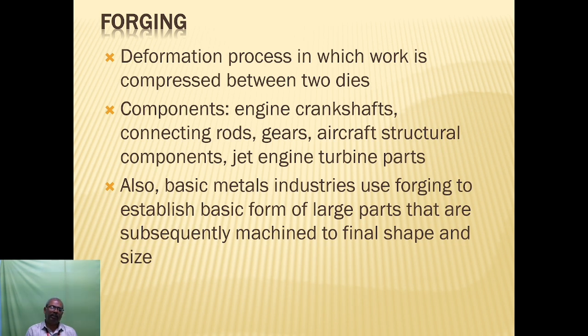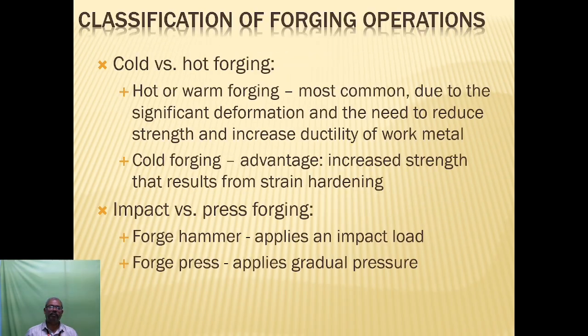Then after the rolling process, you go for forging, the deformation process in which work is compressed between 2 dies. Here you are using 2 dies to form the deformation process. The components that can be produced from forgings are engine crankshafts, connecting rods, gears, aircraft structural components, jet engine turbines, and so on. Also, basic metals industries use forging to establish the basic form of large parts that are subsequently machined to final shape and size.